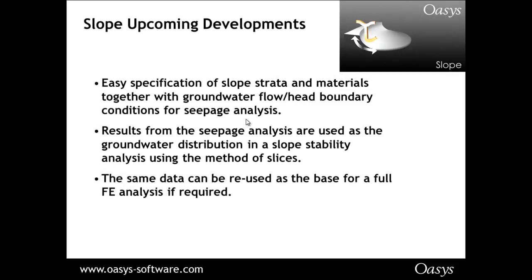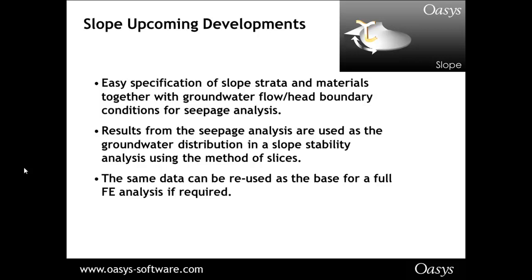holds. So in terms of upcoming Slope developments, the developers are looking to make it easier to specify slope strata and materials, and look at groundwater flow and head boundary conditions for seepage analysis. So the results from the seepage analysis are going to be used in groundwater distribution. So in the slope stability analysis, this could be used by the method of slices. So currently Slope doesn't consider seepage, for example, and now it will do. So that's a big change.